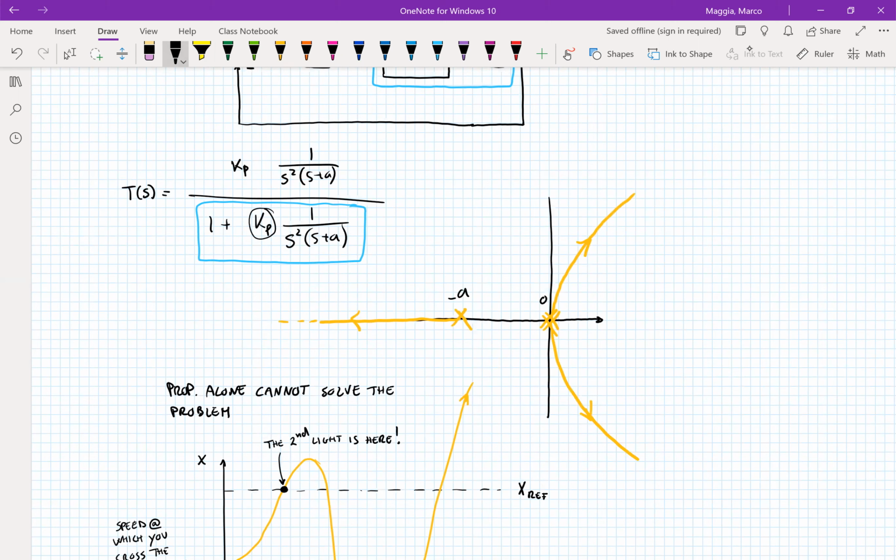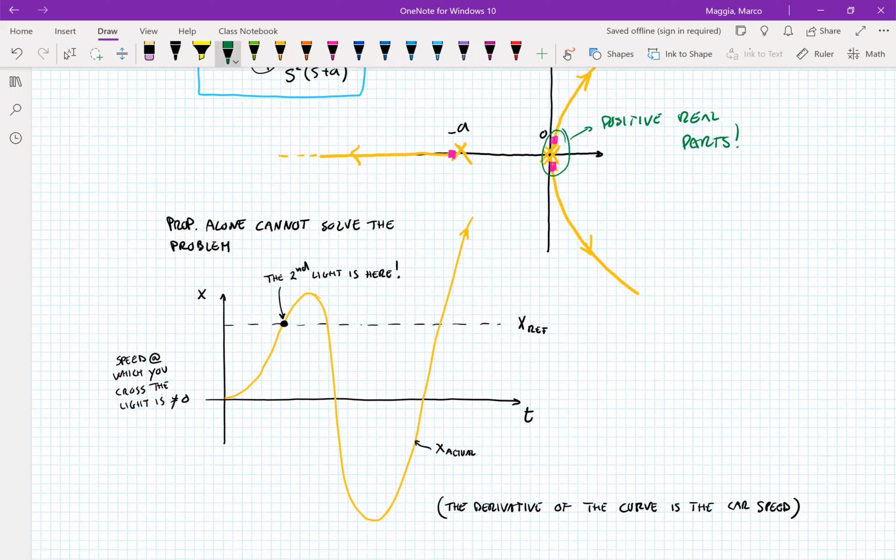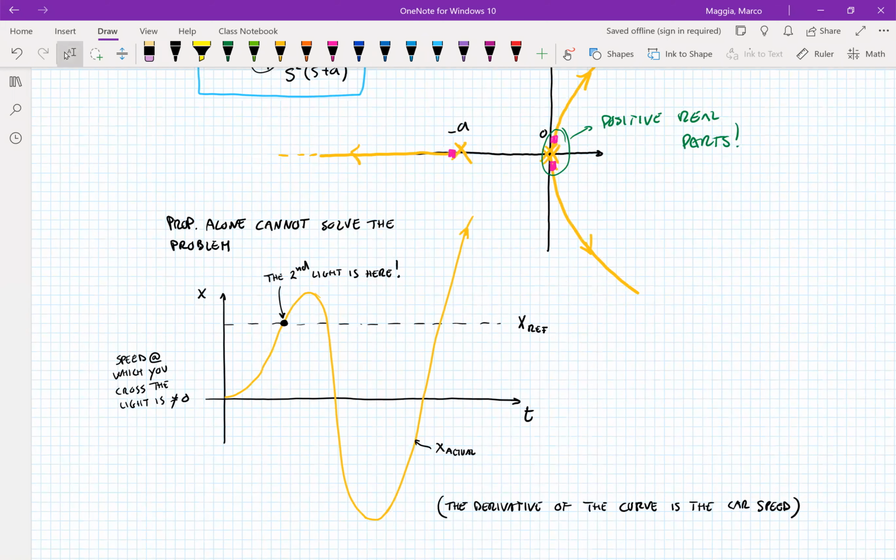So you see that there's a problem here. No matter the value of kp, your system is unstable, because as soon as kp is not 0, then your closed loop poles will be, even for very small values of kp, we have these 2 that have positive real parts. And so that leads to an unstable system.